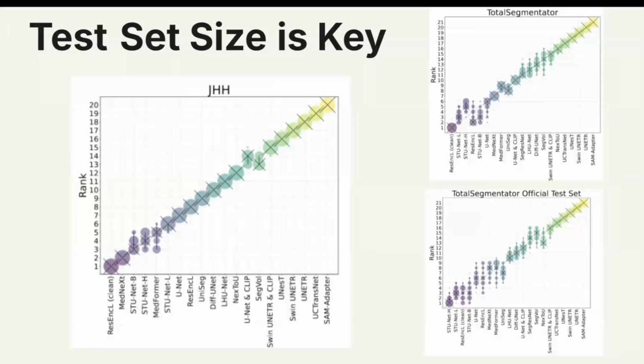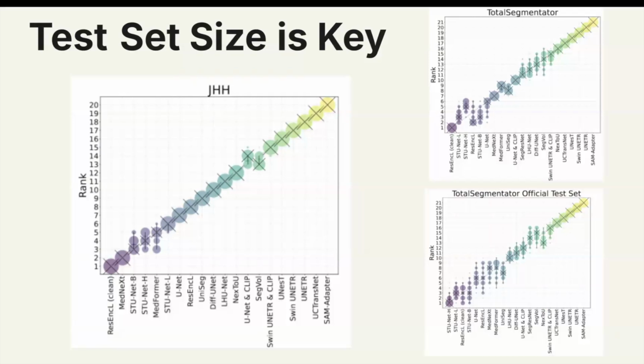Now we talk about why it's important to have a big test set. Here we have our ranking for the JH8 dataset. So let me explain first what this plot is. Here we have the ranking: first place, second place, third place, fourth place, and so on. And here we have the models. So this model here is considered the best one, the first place. And it's the second one, and so on.